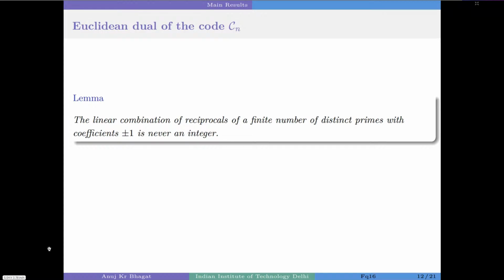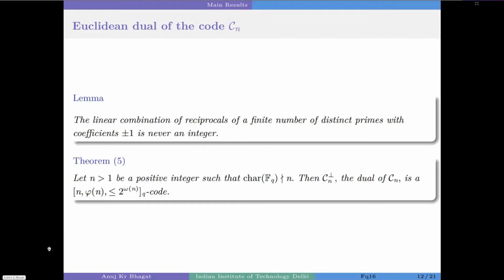We have a very basic lemma from number theory: a linear combination of reciprocals of a finite number of distinct primes with coefficients plus or minus 1 is never an integer. It is also not very difficult to prove. With the help of this, we have characterized something about the dual of the code C_n. Suppose n is a positive integer co-prime to the characteristic of the field, then the dual of C_n has the following parameters. The length is obviously clear, and the dimension is obviously clear, phi(n).